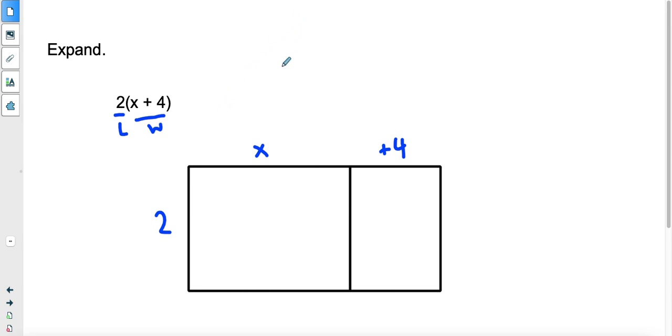So let's go. We have 2 times x. 2 times x is just 2x. Also, we have 2 times positive 4. 2 times positive 4 is just positive 8. And now we can see the total area of our rectangle is just going to be 2x plus 8.